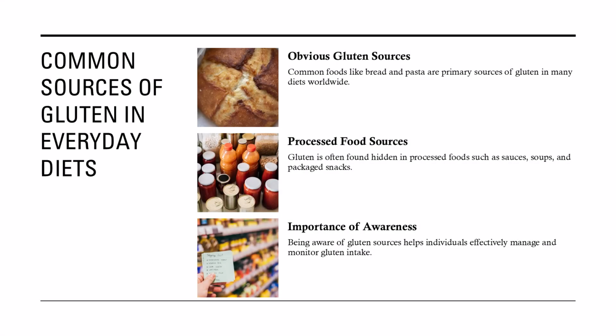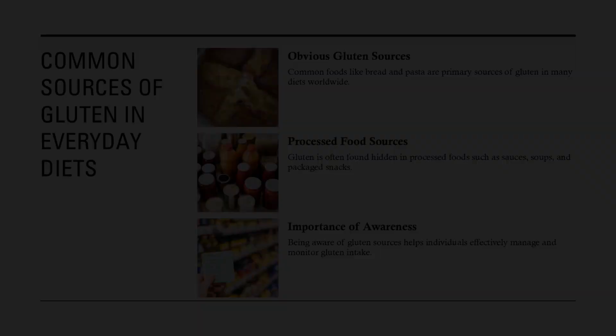Common sources of gluten in everyday diets. Beyond obvious sources like bread and pasta, gluten often hides in processed foods, soups, sauces, and snacks. Knowing where gluten lurks is key to managing intake.